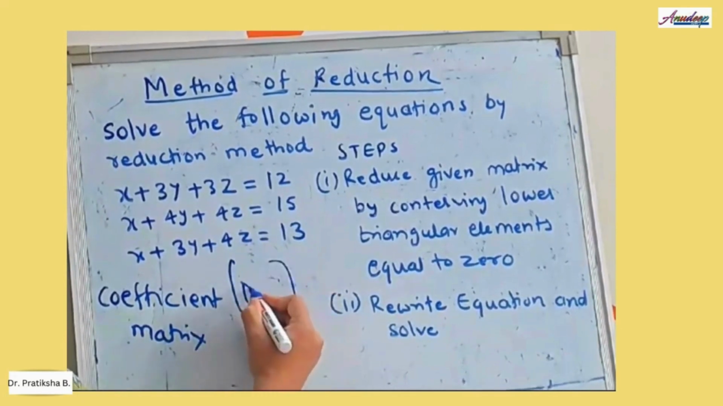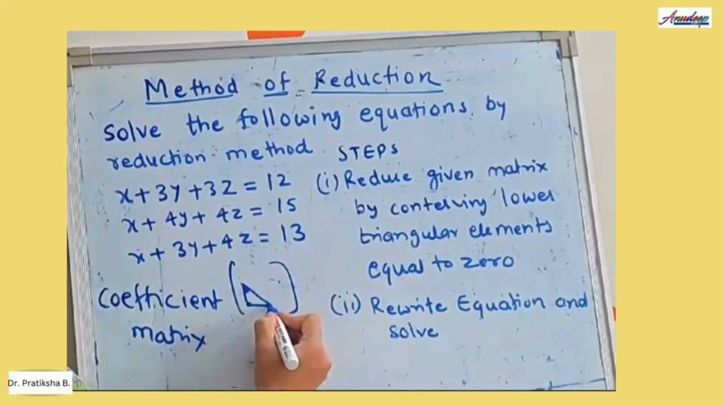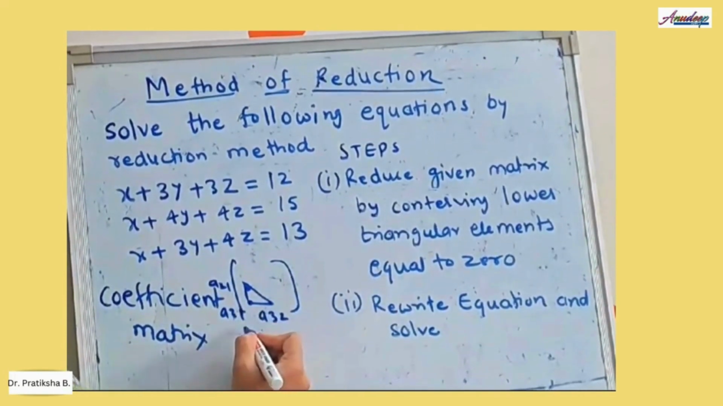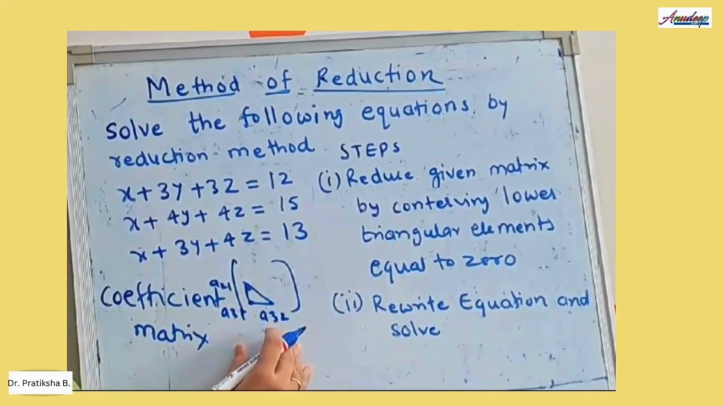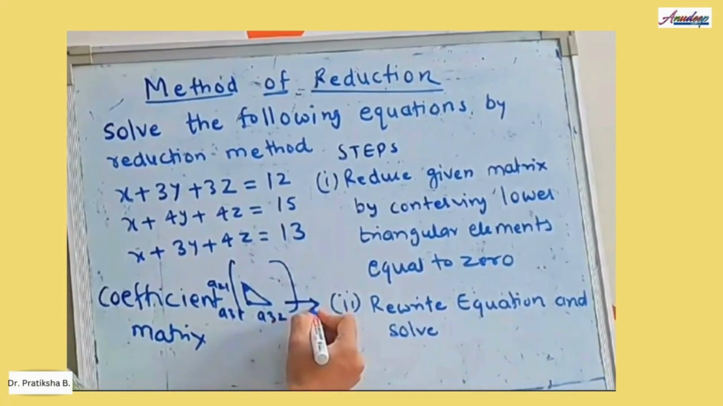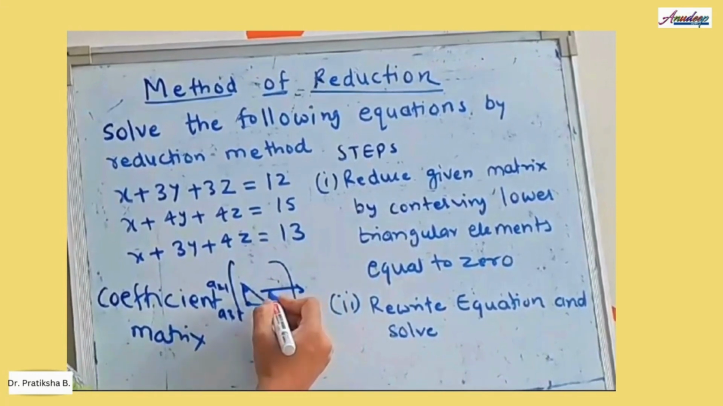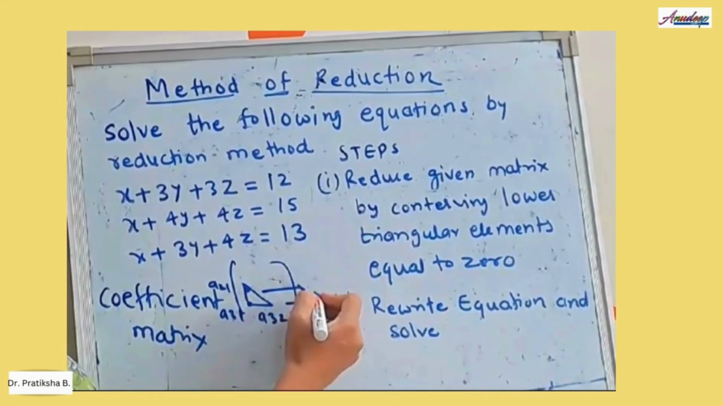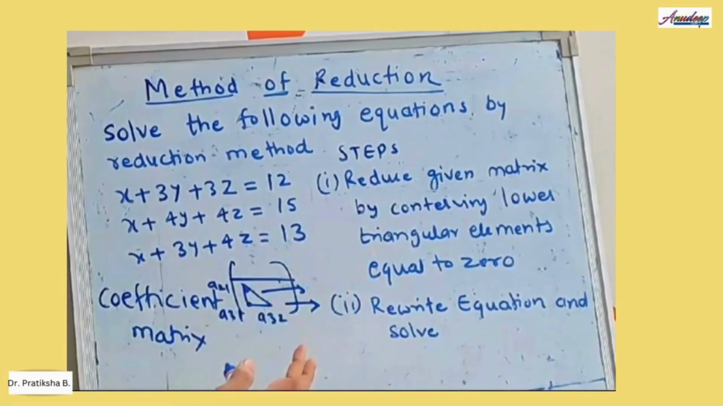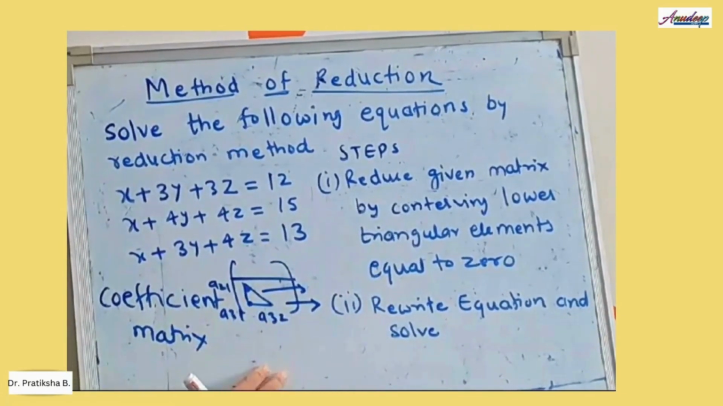If this is a matrix, this is the lower triangular position. So these elements A21, A31, and A32, these three elements, we will make them 0, and then we will rewrite the equations. So directly we will get the value of z. We will get an equation in two variables, x plus y equal to something, and then in all three variables, we'll get the third equation. So the job becomes so simplified when we make use of this reduction method.